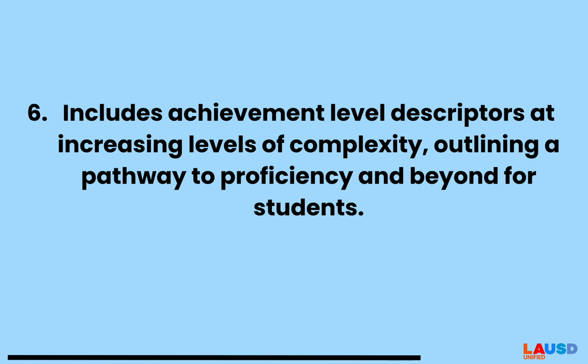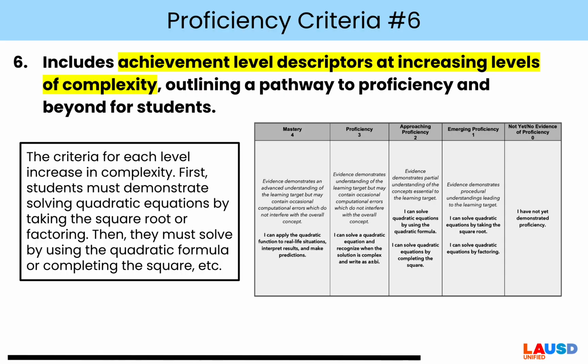And our sixth and final criteria for proficiency includes achievement level descriptors at increasing levels of complexity, outlining a pathway to proficiency and beyond for students. So here we can see in this particular proficiency level that these descriptors are increasing in complexity. First, students must demonstrate solving the quadratic equations by taking the square root or factoring. Then they must solve by using the quadratic formula or completing the square, and the complexity continues to increase in the remaining levels of proficiency on this proficiency scale.